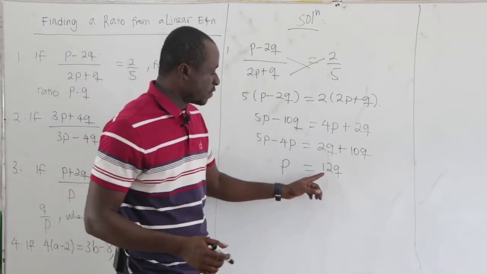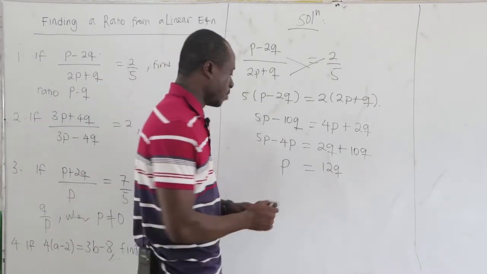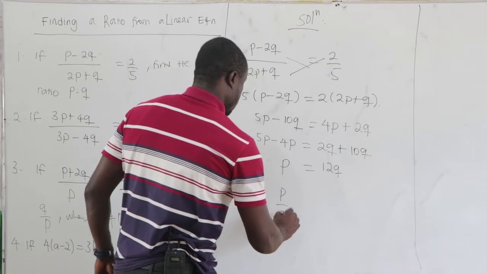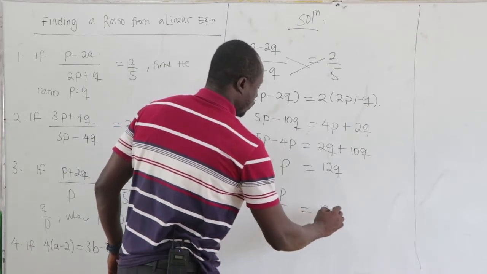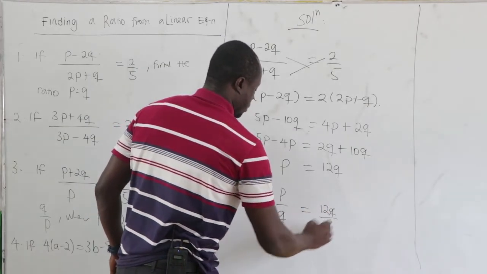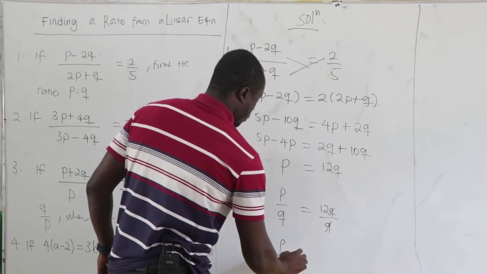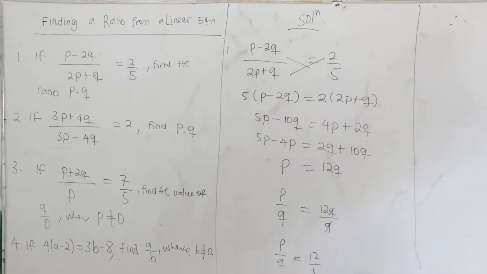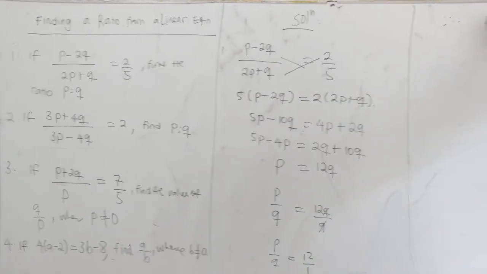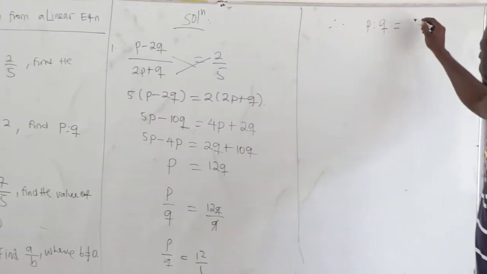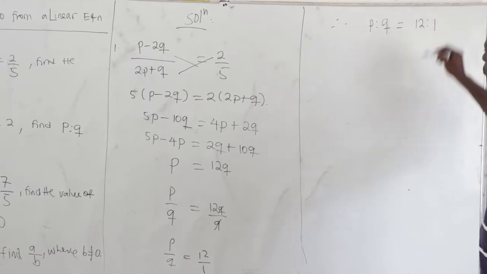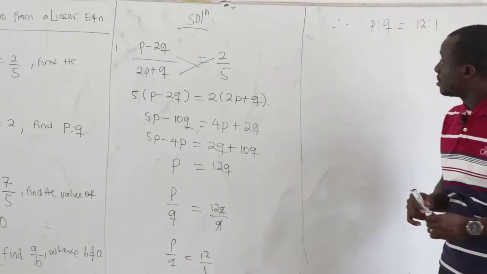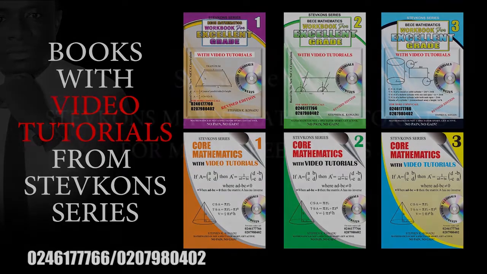So clearly for us to find P is to Q, let's divide both sides by Q. So you have P over Q equal to 12Q all over Q. So this will cancel this. We have P over Q equal to 12 over 1. Hence, our P is to Q is equal to what? That is 12 is to 1. And this is very, very trivial.